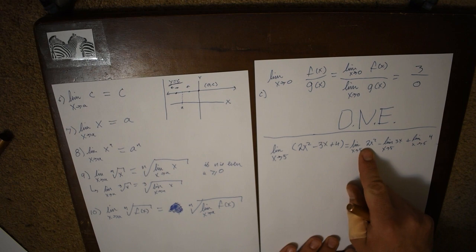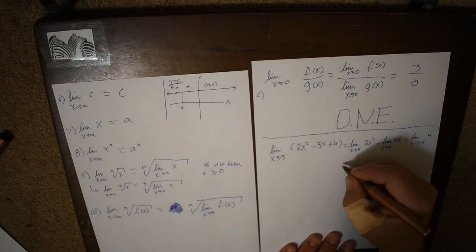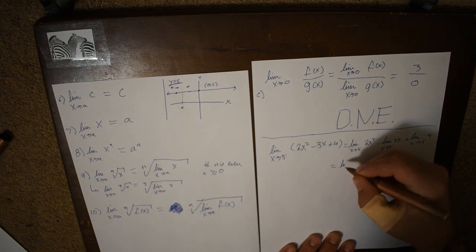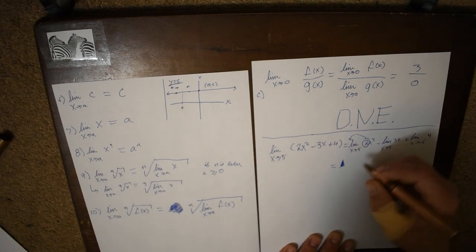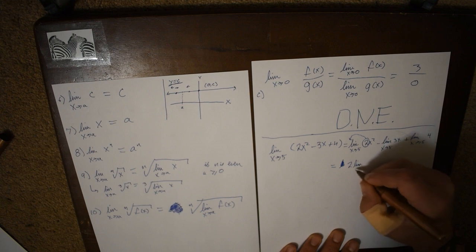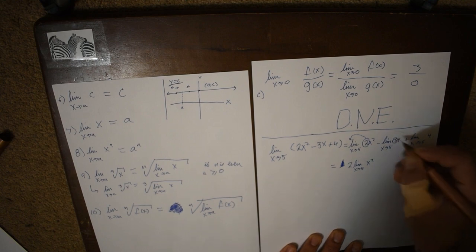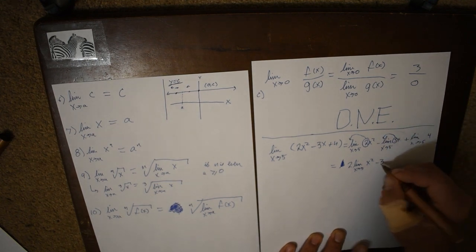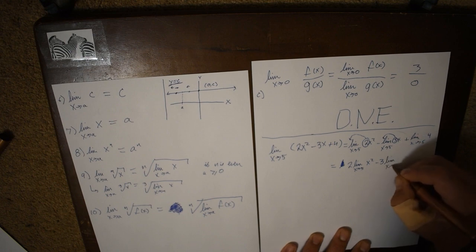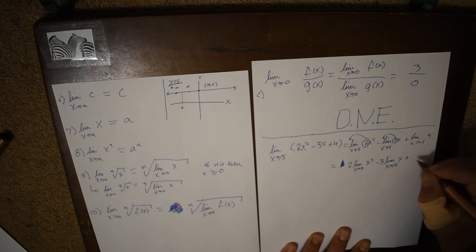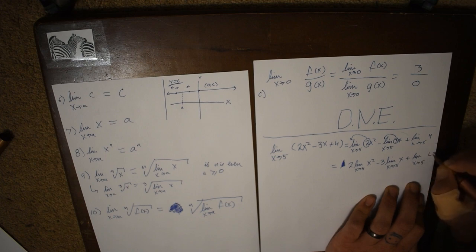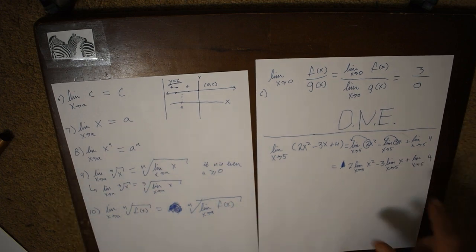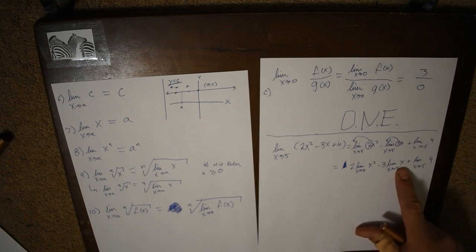Okay, so now let's pull out all of our constants. This is going to be equal to 2 times the limit as x goes off to 5 of x squared minus 3 times the limit as x goes off to 5 of x plus the limit as x goes off to 5 of 4. Perfect. This one's something we can take care of. We've got a limit law to take care of this one.